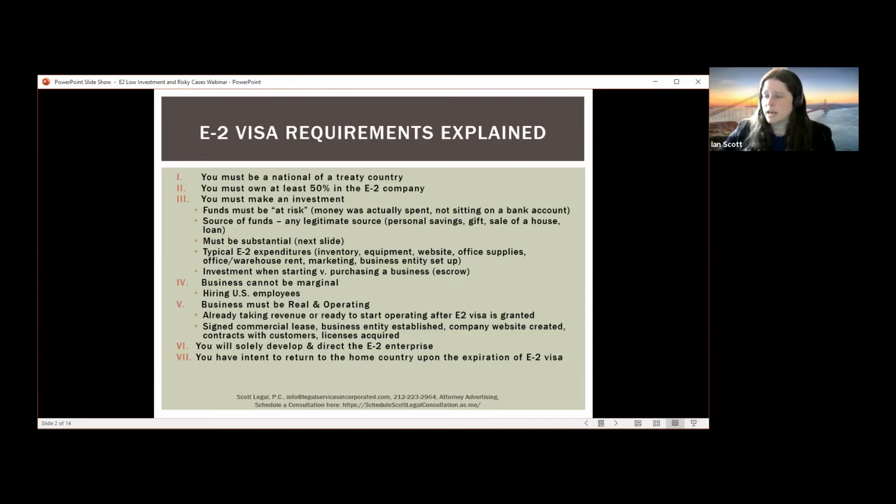Your investment must be at risk and irrevocably committed. So this means that when you make your investment, the money must actually be spent. It cannot just sit idle in a business bank account. You must also show that there's a legitimate source for your investment, so that the funds come from non-criminal enterprises. So things like personal savings, a gift from a friend or family member, a sale of property. Loans can also be used as long as the loan is not secured by the assets of the E-2 business. Your investment must also be substantial, which we'll talk about more later.